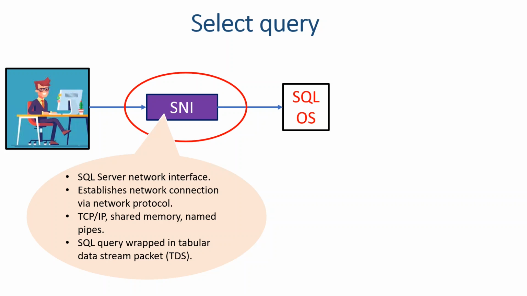Now, how does the SNI do that? It will use a network protocol to do that. We have different types of protocols, right? TCP/IP, named memory, shared memory, and named pipes. No matter what kind of protocol we use, the process remains the same. Once the secure network connection has been established between the SQL operating system and the user, the query that the user is sending will be wrapped inside a tabular data stream packet, also known as a TDS packet. This TDS packet will be given to the SQL operating system by the SNI.